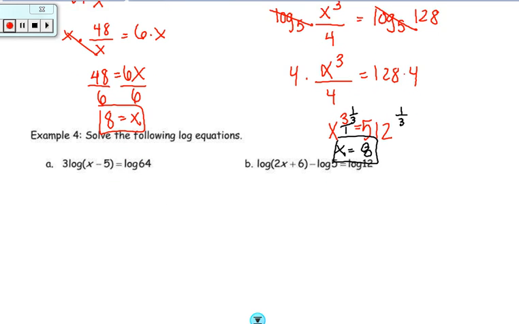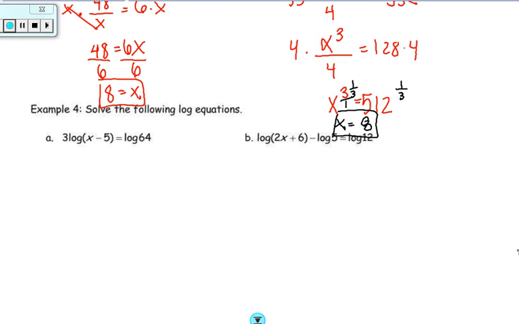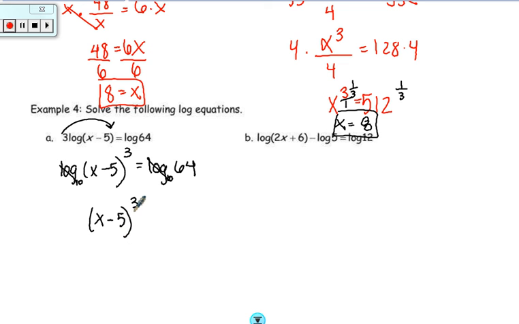All right, let's try another one. 3 log of x minus 5 equals log of 64. Well, it almost looks like it's a single log. However, there's a number in front of a log, and I know a number in front of a log needs to be pulled up as an exponent, because I need to say logarithm equals a logarithm. So that 3 comes up as an exponent. Now that I have a log equals a log, and remember these logs all have a little base of 10, so they do have the same base, the logs will drop out. So x minus 5 to the third equals 64.